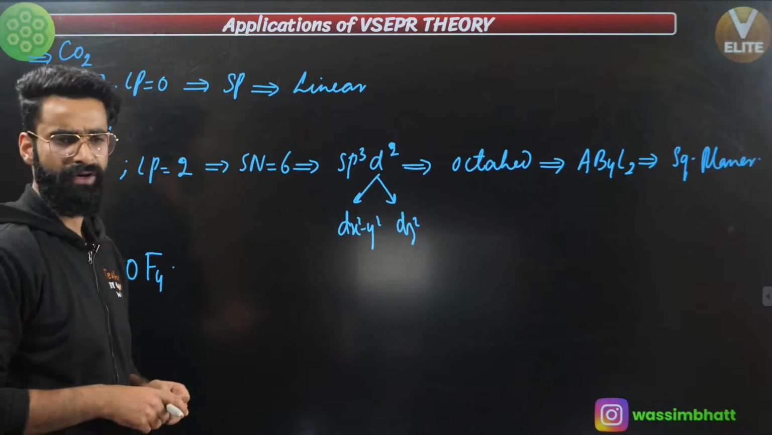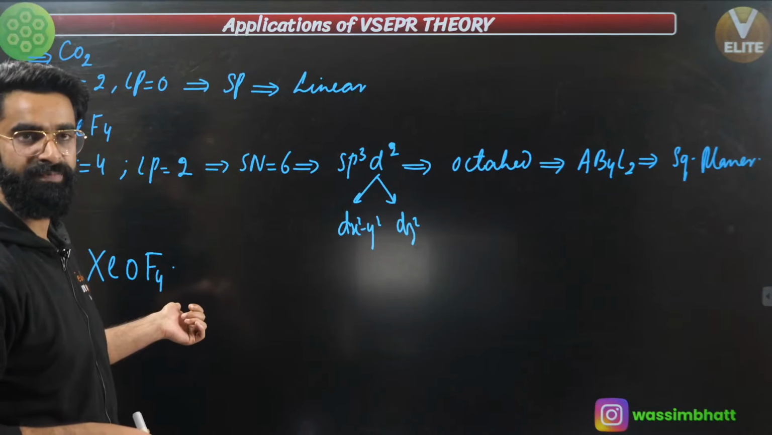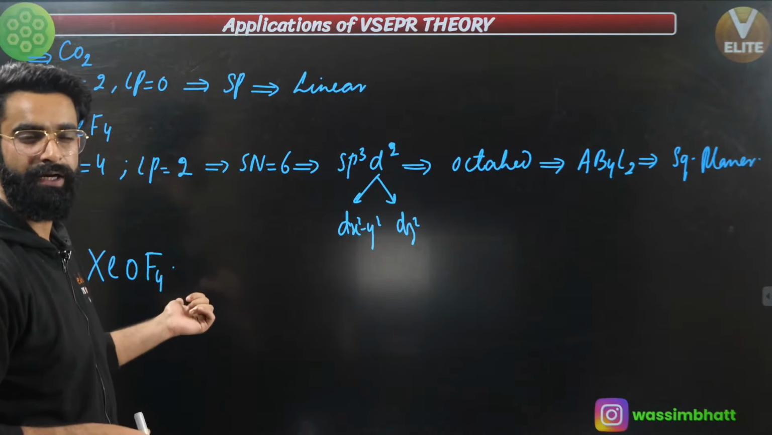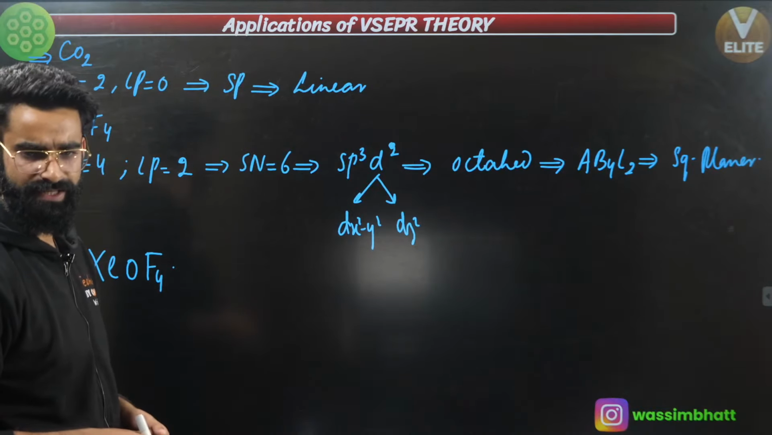Exactly, guys. All of you are right. Correct? 5 bond pairs, 1 lone pair. sp3d2. Geometry octahedral. Shape square pyramidal. Correct, guys.